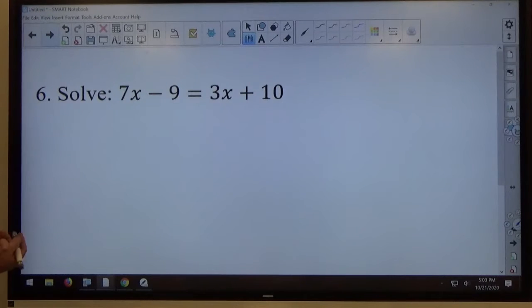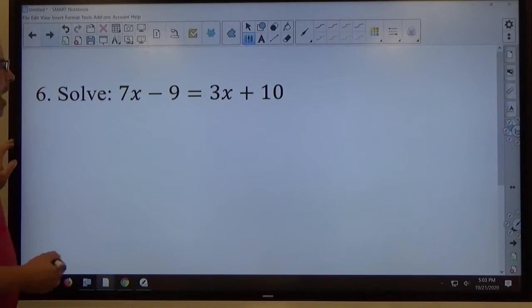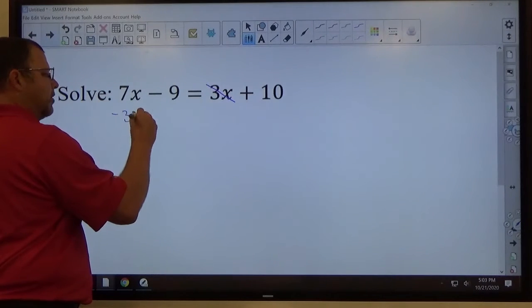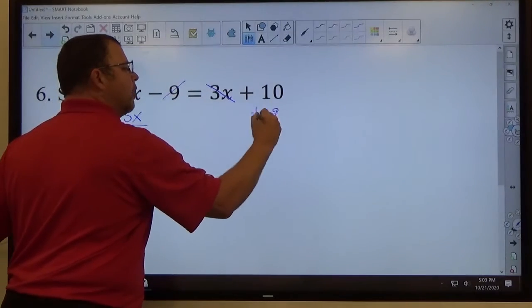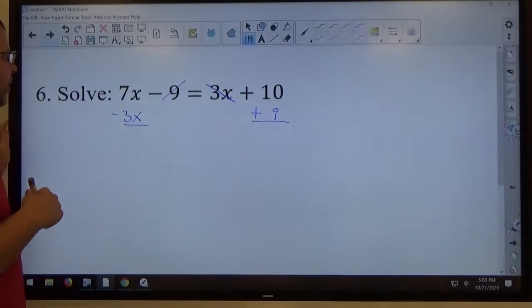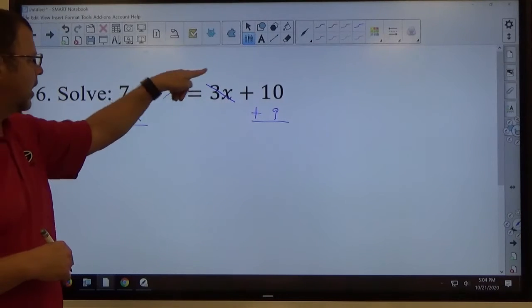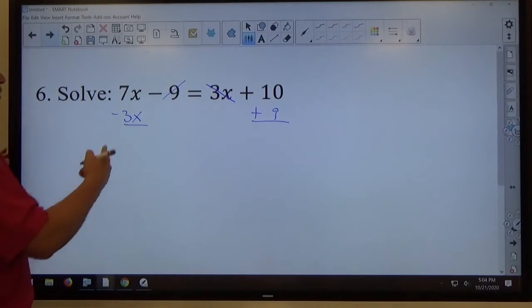Number 6, we're going to solve just a basic two-variable, two-number equation. X and number on one side, x and number on the other side. I'm going to take my 3x, which is on the right, and move it to the left. So everything x is on the left. I'm going to take the negative 9, move it to the right. In both cases, whatever I move is going to change signs. The 3x is positive, becomes negative when I move it. The negative 9 is negative, becomes positive when I move it. When I go across the equal sign, that happens.